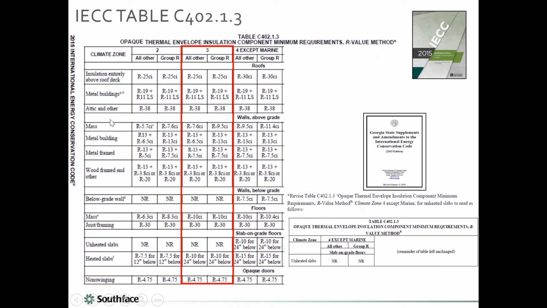R38, that's pretty consistent. Mass buildings, looks like a little bit more insulation on a metal framed building. Instead of R5, it's 7.5. Oops, I'm sorry. And then wood framing, again, it looks like they want to have a continuous thermal break, so they want foam sheathing. So they're a little more strict on that.